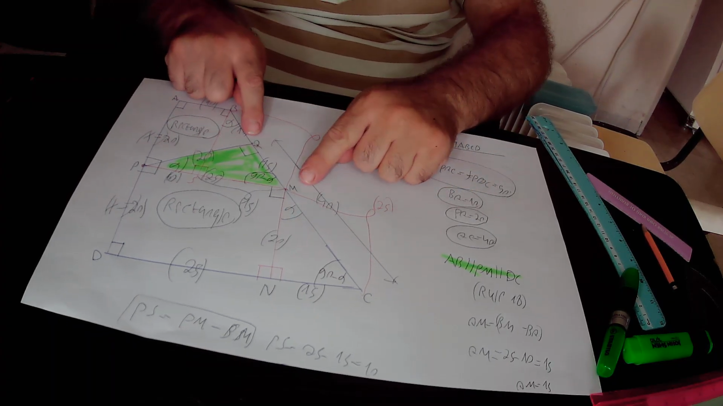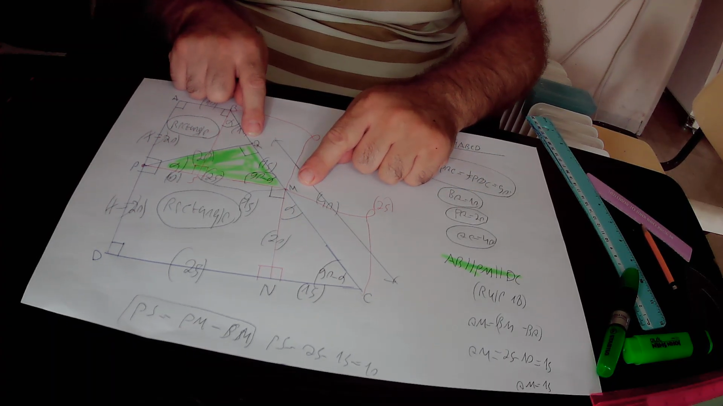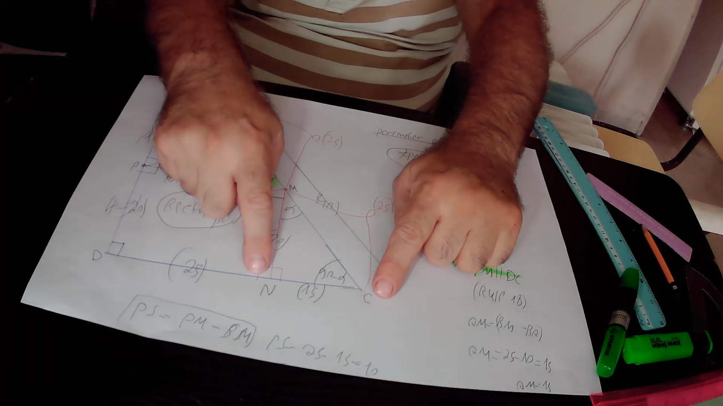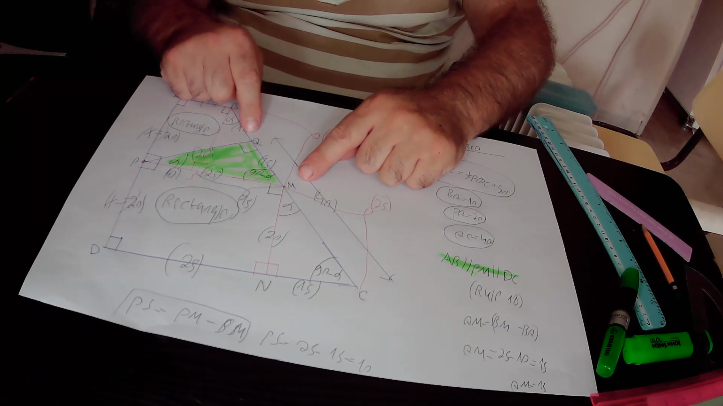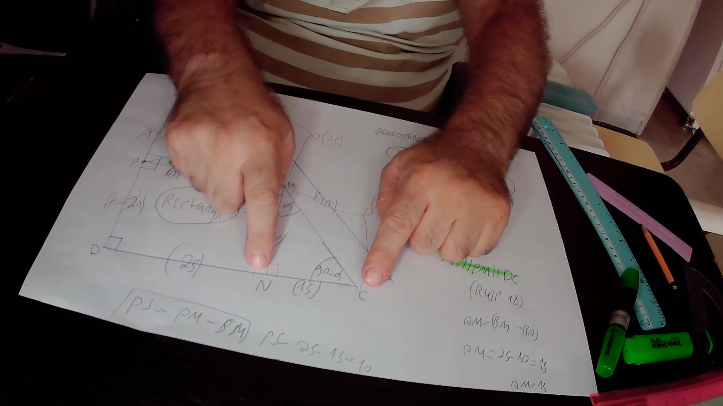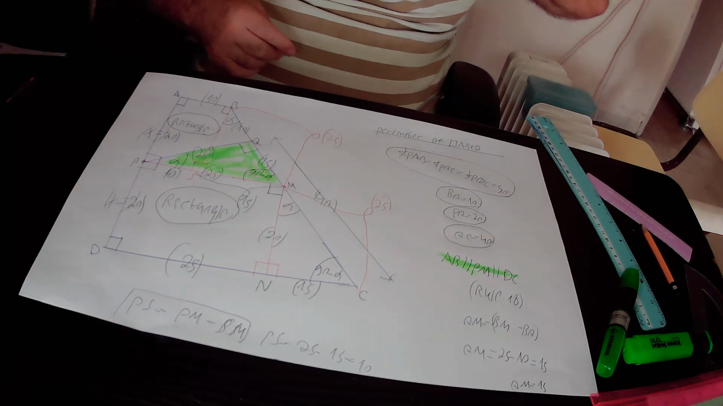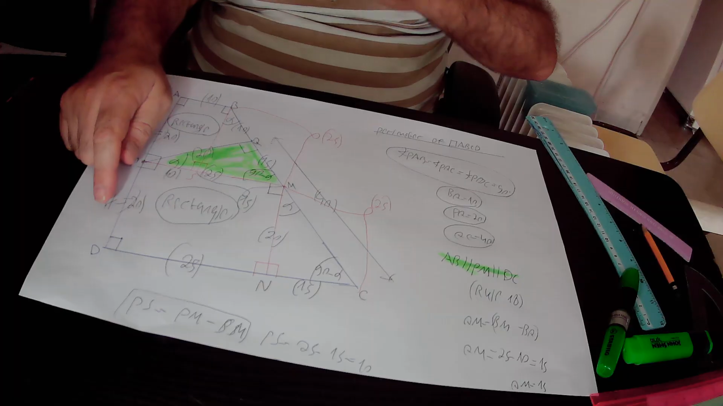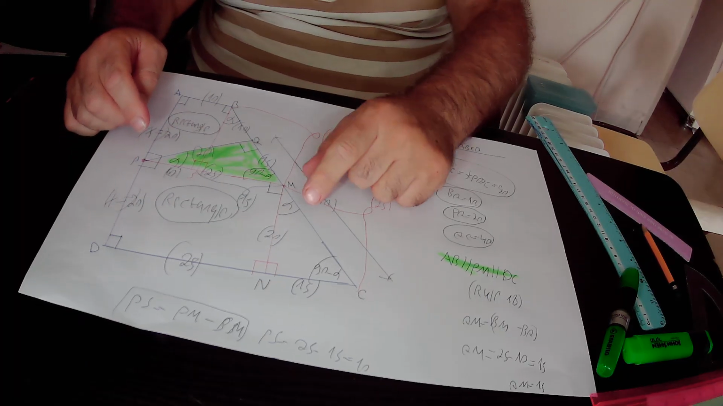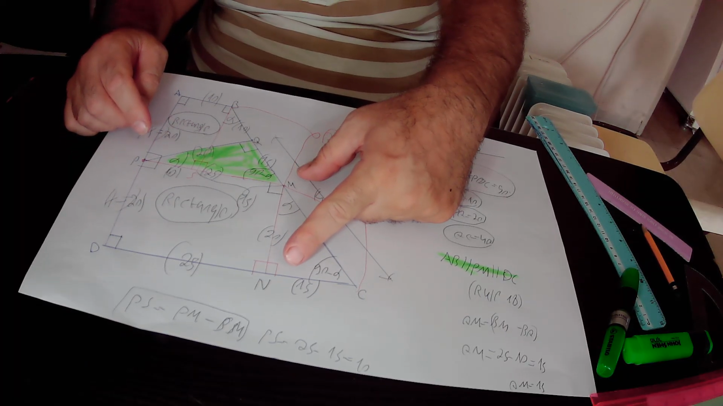Likewise, QM is the corresponding side of NC in the right triangle MNC. But QM equals 15, therefore NC must also equal 15 units in length. So in total, DC equals 25 plus 15, that is 40, and MN equals 15.